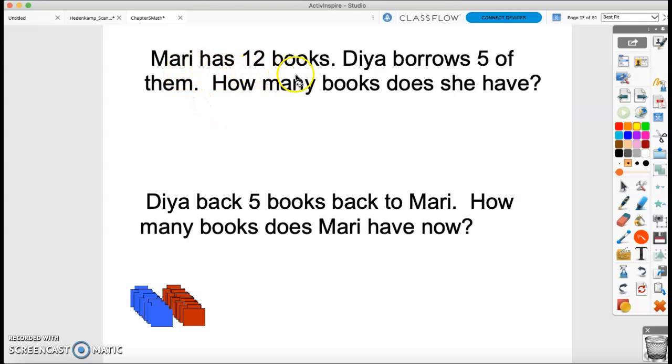Mari has 12 books. Dia borrows 5 of them. How many books does she have? So I can model this, and she has 12 books. So I'm going to grab all of these and put them up here so it's a little easier.